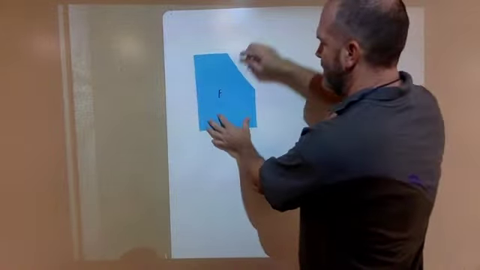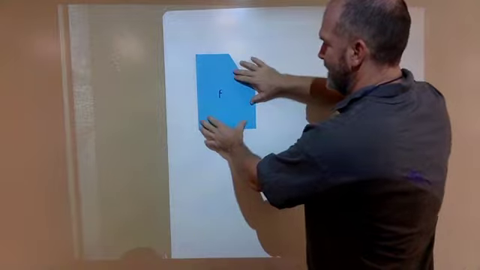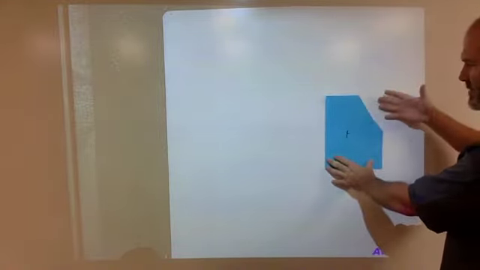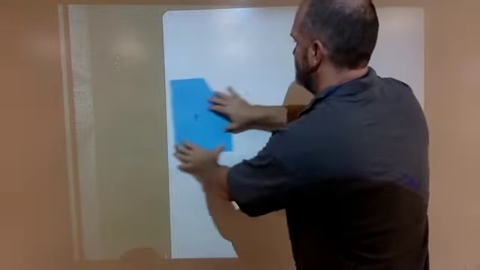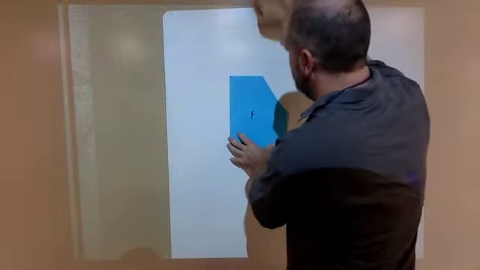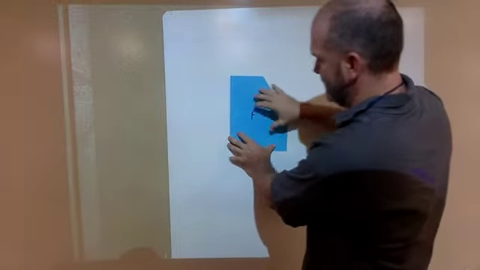The F is pointing up, the top right-hand corner is cut off. If I slide this, that's still the case. The F is still pointing up, the top right-hand corner is still cut off. No matter where I slide this, the orientation is the same. It's still pointing up. The F is still upright.